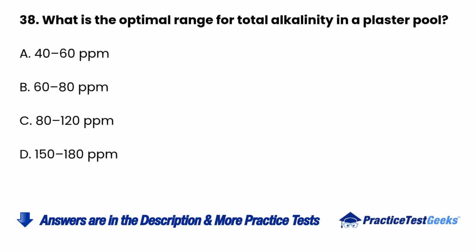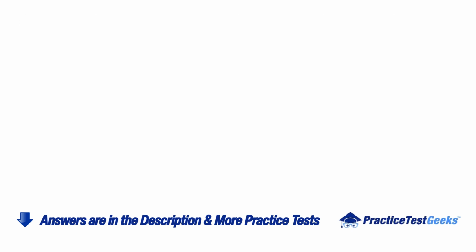38. What is the optimal range for total alkalinity in a plaster pool? A. 40 to 60 ppm. B. 60 to 80 ppm. C. 80 to 120 ppm. D. 150 to 180 ppm.